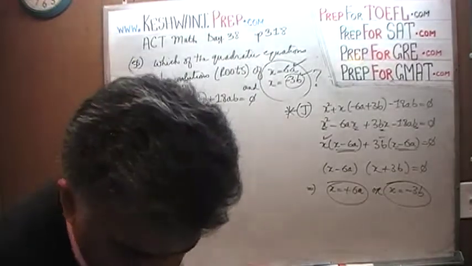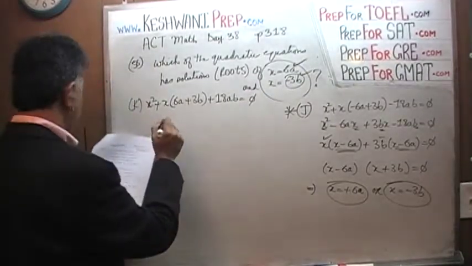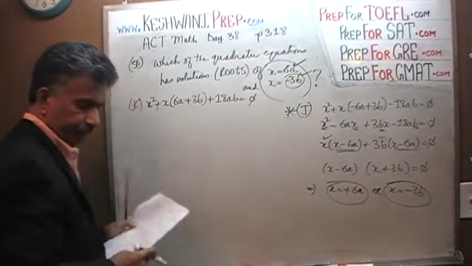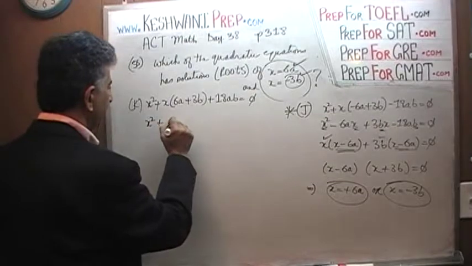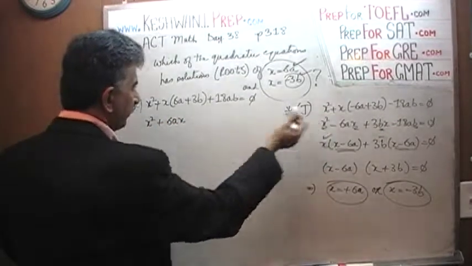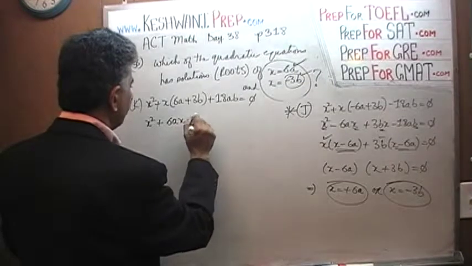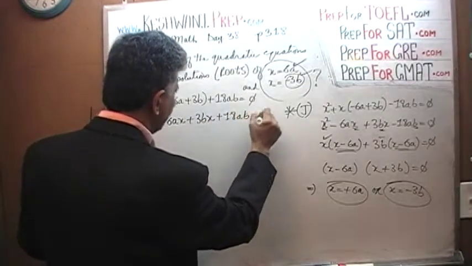In K, what do we have? X squared plus x. This is what we have in K, and it's not going to work. It's not going to work. X squared plus 6ax. If that one works, this can't work because they are obviously two different things. Plus 3bx plus 18ab equals 0.